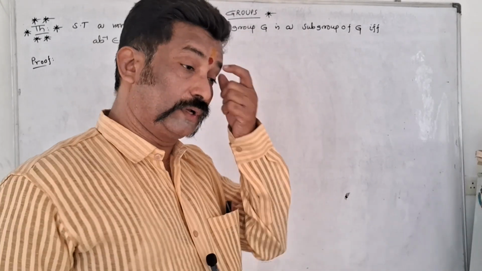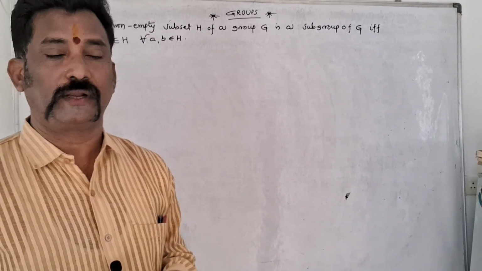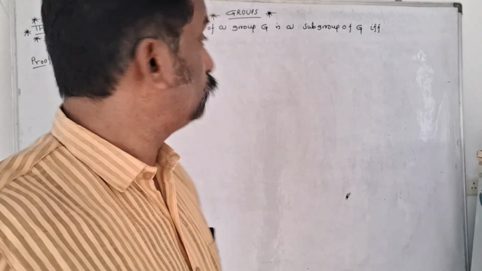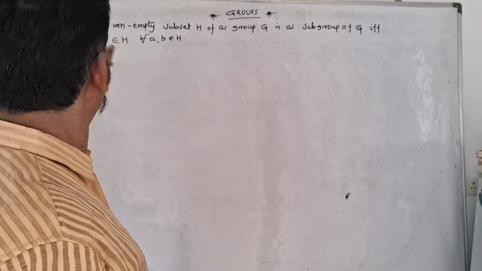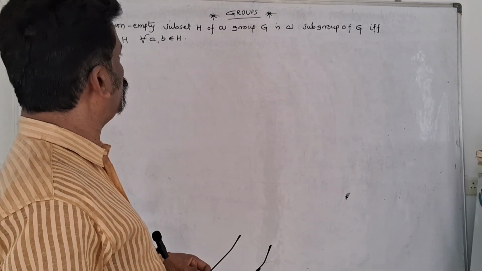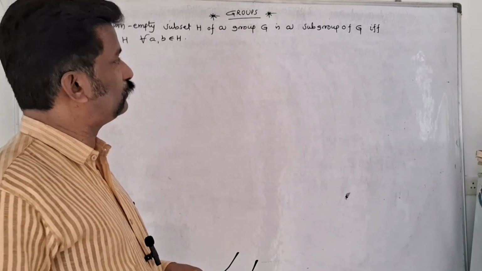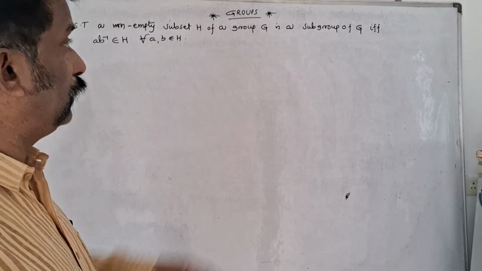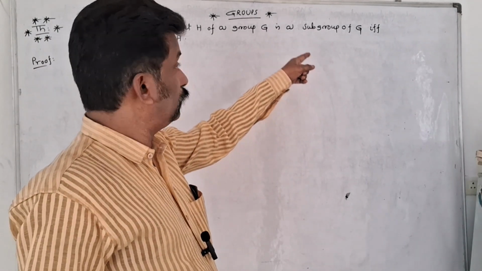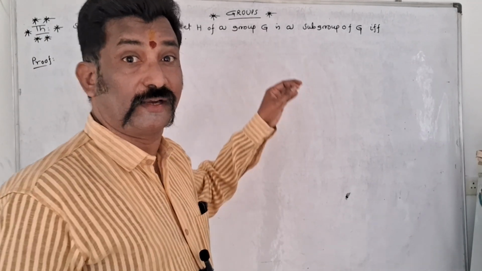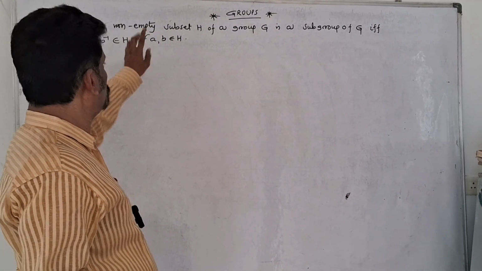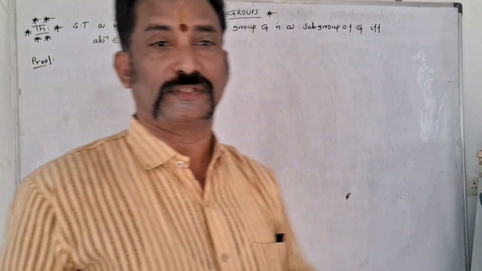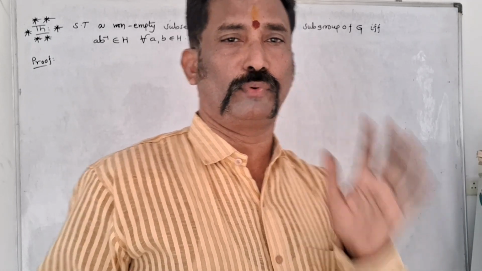Groups beta. This topic is very important for degree students. Here is the most important question. Show that a non-empty subset H of a group G is a subgroup of G if and only if AB inverse belongs to H for all A, B belongs to H. That is, a necessary and sufficient condition. This is a long answer question, very important.